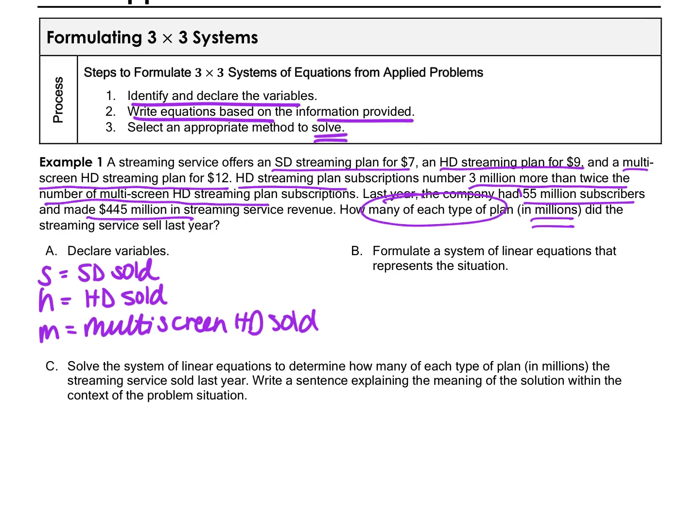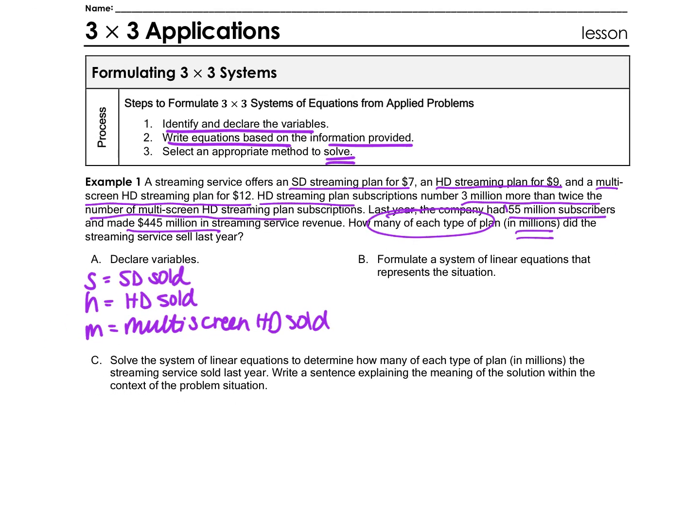Okay? All right, so if we have three unknowns, we are going to need three different equations. It says there's a total of 55 million subscribers. So if we add up the number of SD plus HD plus the multi-screen HD, it should give us 55 million. Now our answer is going to be in millions, so we can actually just put the number 55 here.